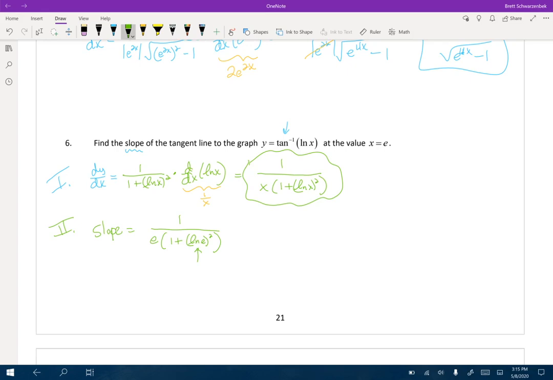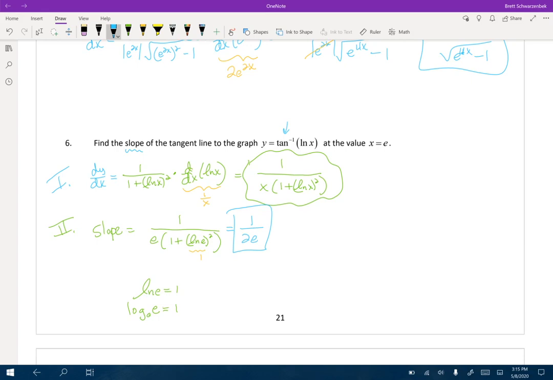This is not stressful. Why? Because this is an identity. So the natural log of e is equal to 1. Why is that? Because the natural log is the log base e of e, and that is always equal to 1. So we can replace this number right here with 1. So let me write it the way I usually write it. So this here is 1. So if we do that, look what happens. We get 1 plus 1 squared is 2. So all we are left with is 1 over 2e. So believe it or not, that is the slope of this tangent line to this graph at the value x equal to e.